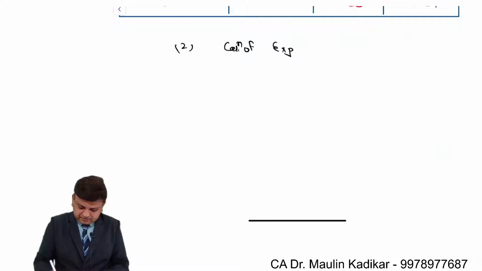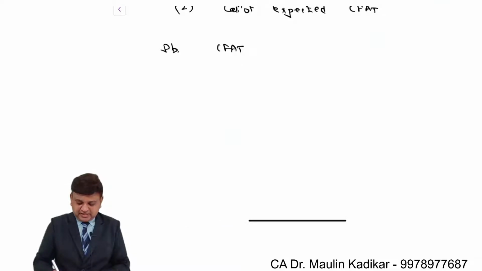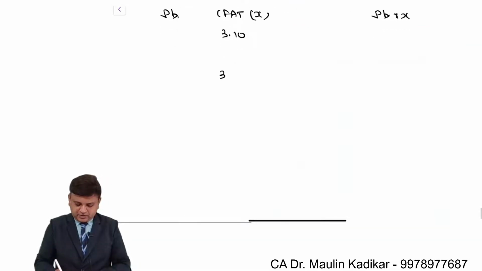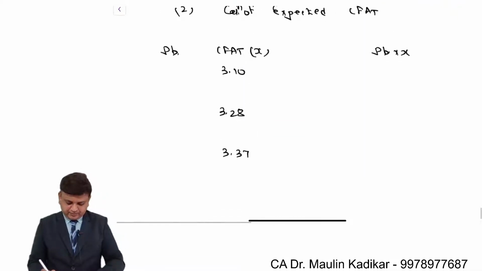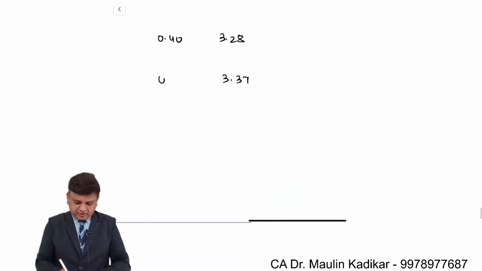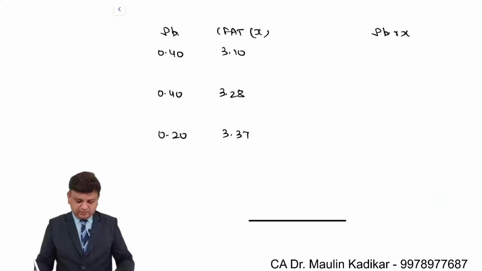Calculation of expected cash flow after taxes. So in that, probability, CFAT will assign x variable to it, then probability into x. So 3.10, 3.28 and 3.37. Probability is 0.4, 0.4 and 0.2. That is the way it is supposed to be found.